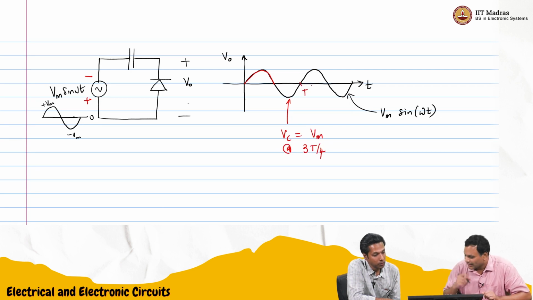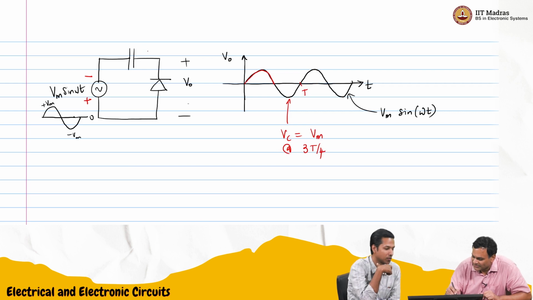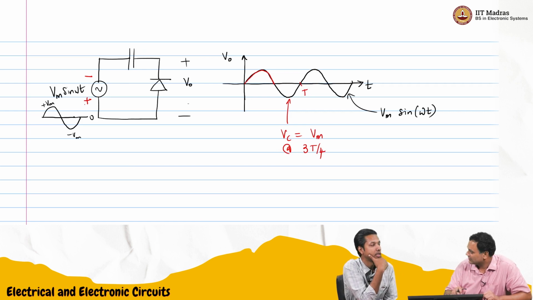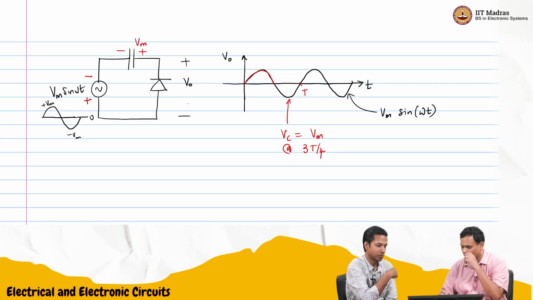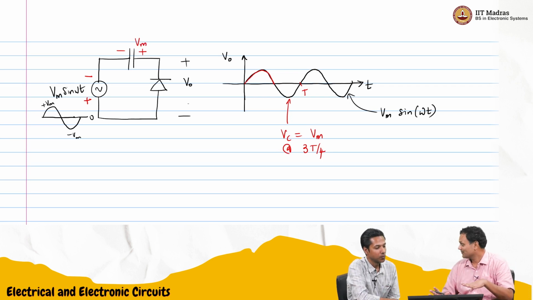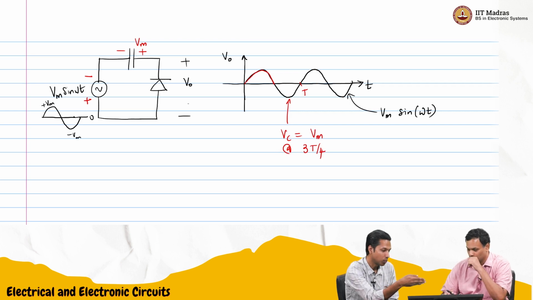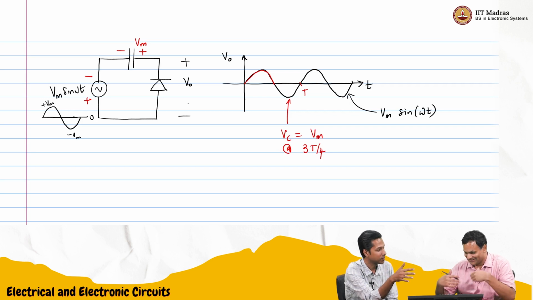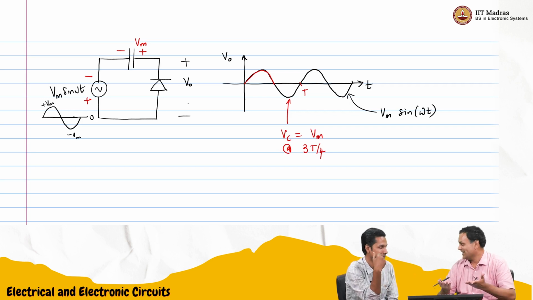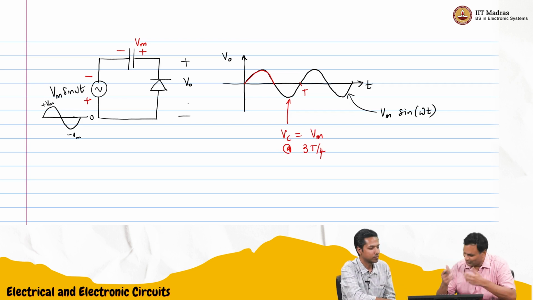Let me mark the capacitor voltage direction. It is charging like this, so it will charge to plus Vm. After that it can't discharge. Even though the input voltage is reducing, the diode will be reverse biased, so it can't discharge. On the diode's bottom side you have some voltage less than Vm, and on the top or cathode side we have Vm. So the diode will be reverse biased.